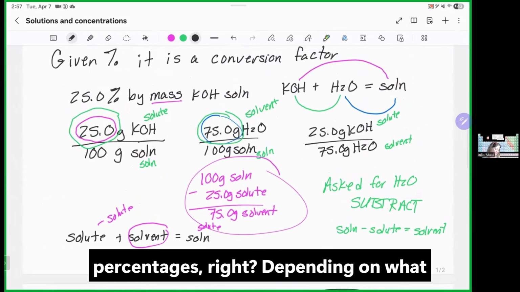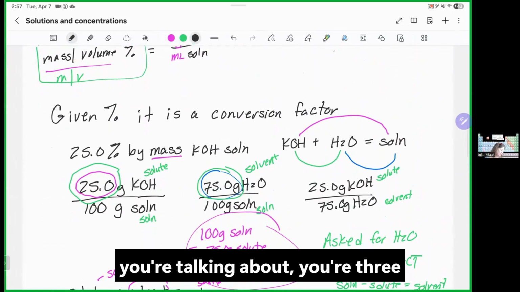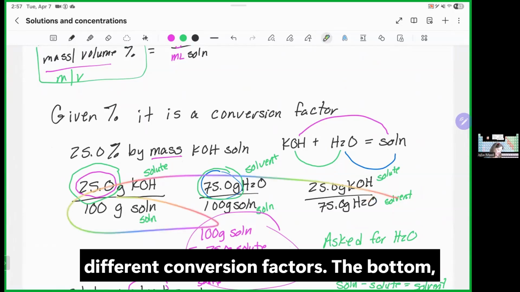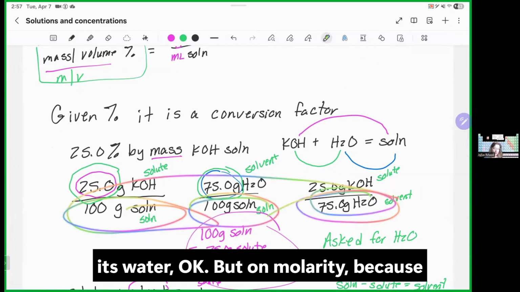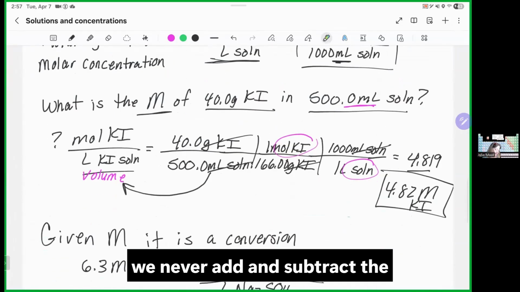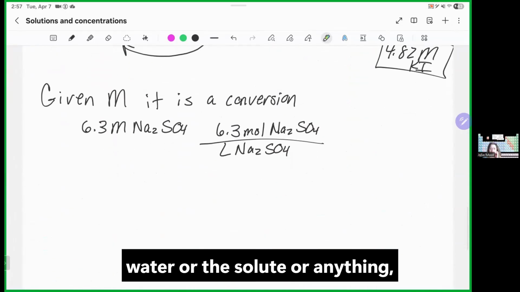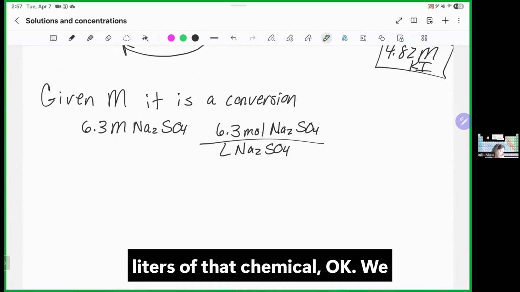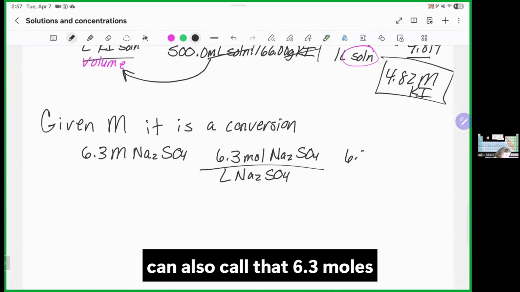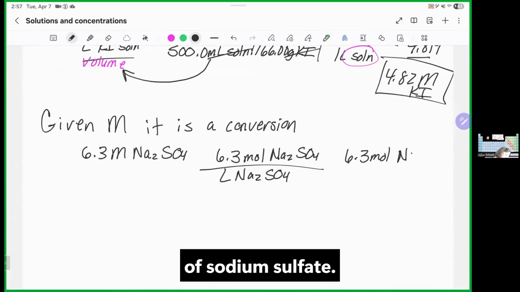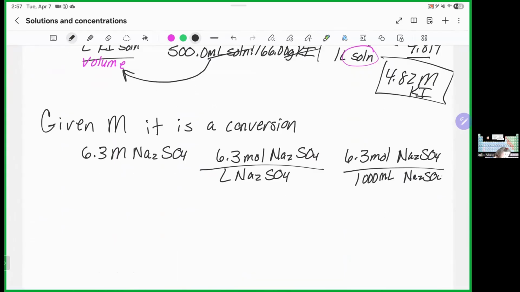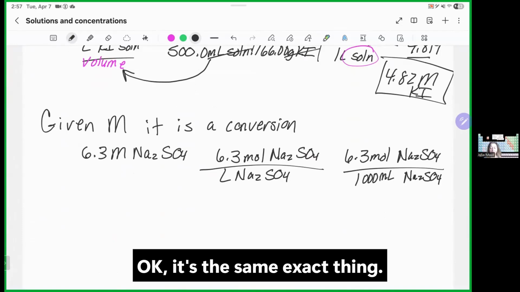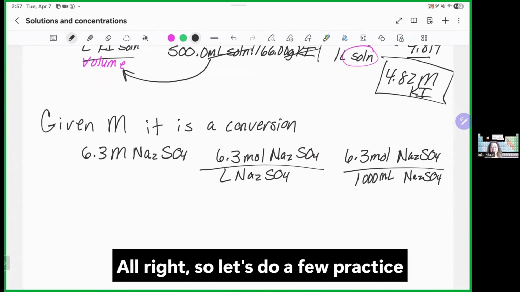For percentages, depending on what you're talking about, your 3 different conversion factors, the bottom is not always solution. Sometimes it's water, okay? But on molarity, because we never add and subtract the water or the solute or anything, I just say it's liters of that chemical. We can also call that 6.3 moles of sodium sulfate per 1,000 milliliters of sodium sulfate. It's the same exact thing. All right, so let's do a few practice problems with that.